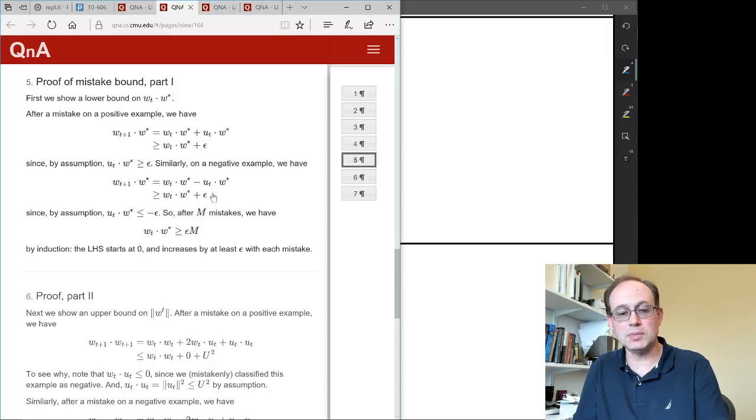WT dot W star plus epsilon. And so that means after m mistakes, WT dot W star has to be greater than or equal to epsilon times m, because we start at 0 and increase by at least epsilon on every mistake.